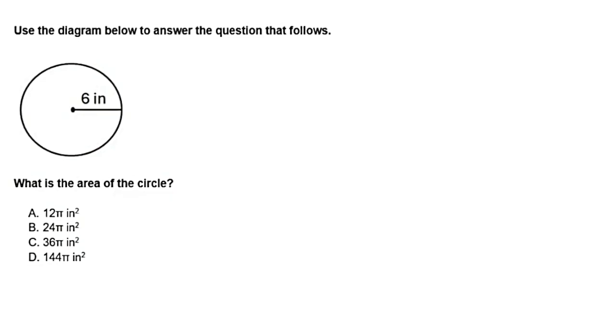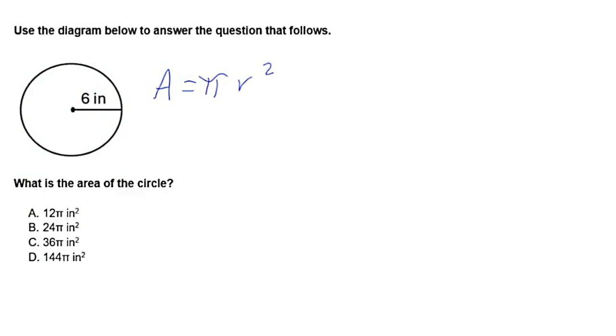What is the area of the circle? 12 pi inches squared, 24 pi inches squared, 36 pi inches squared, or 144 pi inches squared? Let's just review a little bit of terminology to get ourselves in the right headspace. So we recall area of a shape is this space inside here. So we're trying to calculate the area of this circle. So to do that, the formula for area of a circle equals pi r squared.